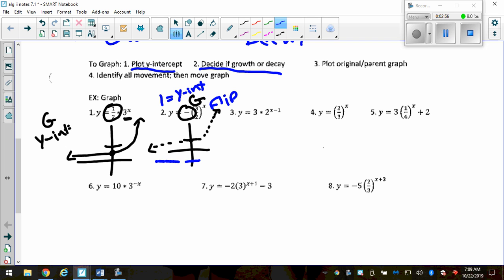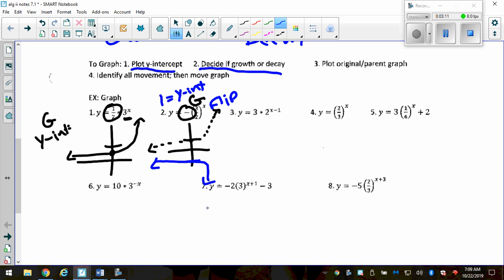So remember, the blue is going to be my final answer. I like to graph the original on these because when you guys flip a growth or decay, sometimes you don't make them the right shape. You have to make sure that if it's going up to the right, when you flip it, it will be going down to the right now.